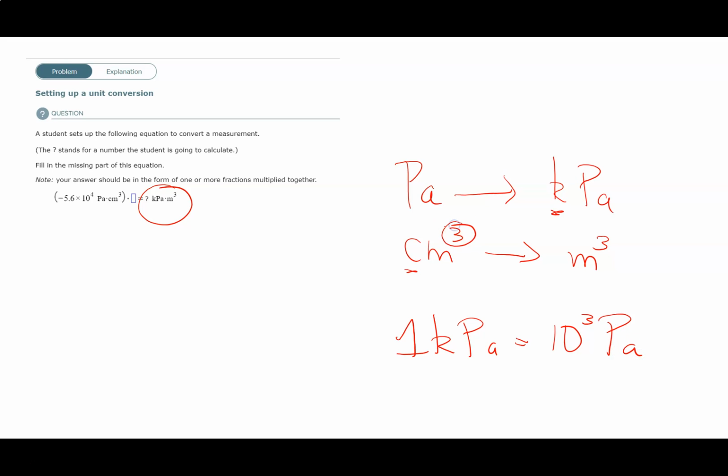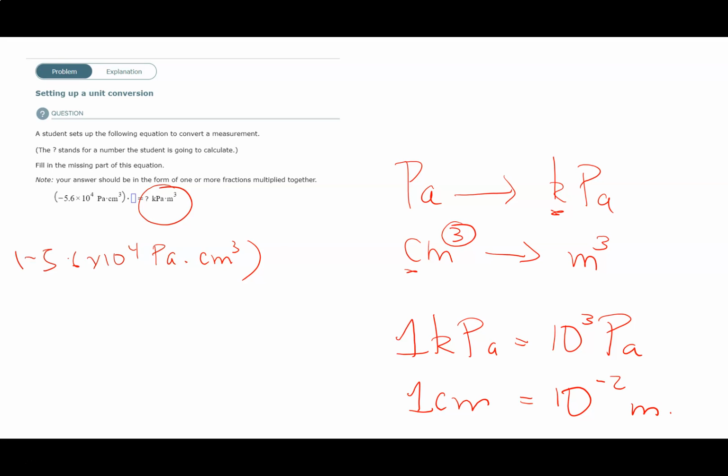Now this is cubed, so I've got to be a little bit careful here, right? So how are centimeters and meters related? I know that 1 centimeter is the same as 10 to the minus 2 meters. So setting this up, minus 5.6 by 10 to the 4 pascals centimeters cubed. They're both on the top line, which kind of keeps it a little bit simpler.